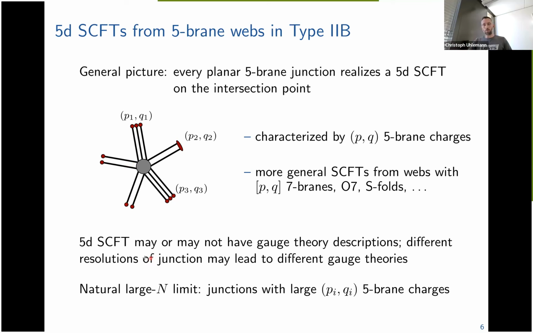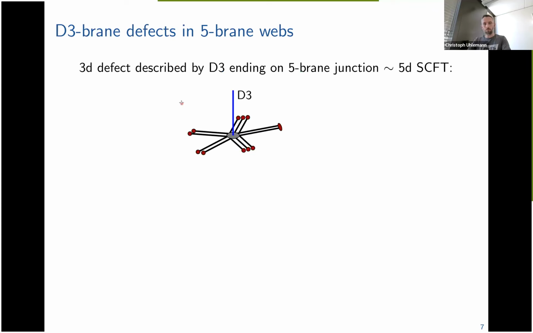And we have a natural large N limit for this junction where we just take all the (p,q) 5-brane charges of these 5-brane groups here to be large. If they're relatively prime, we have a single 5-brane with large charges. If they have common divisors, we're talking about groups of 5-branes with the same charge as in this example here. Okay, so that's the starting point. And what we now want to do is take this general class of theories and add 3-dimensional defects to it.